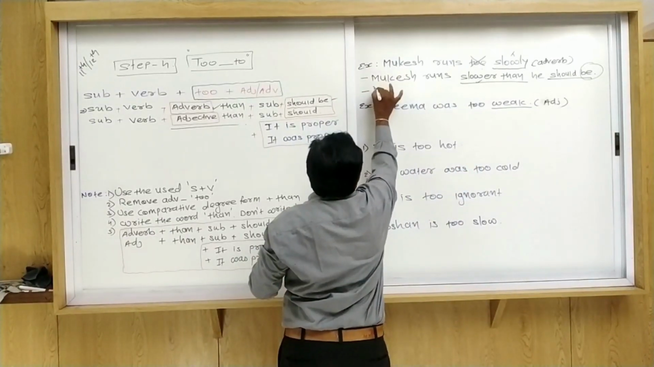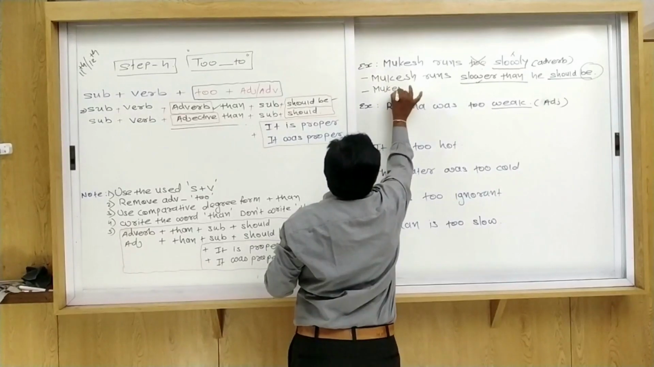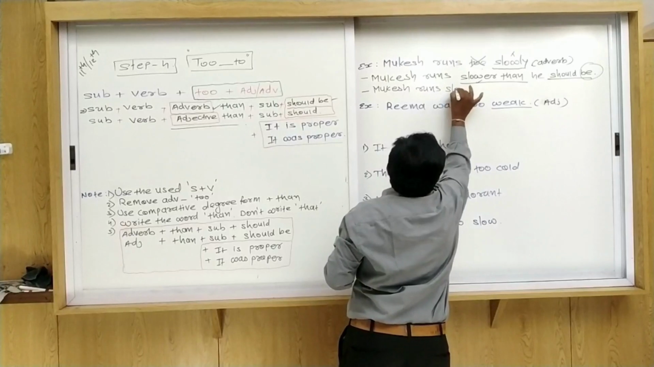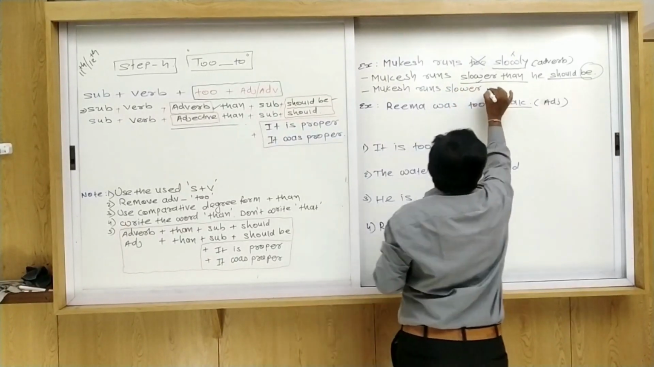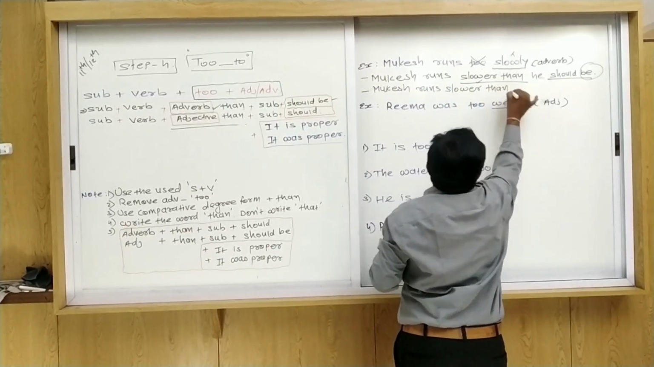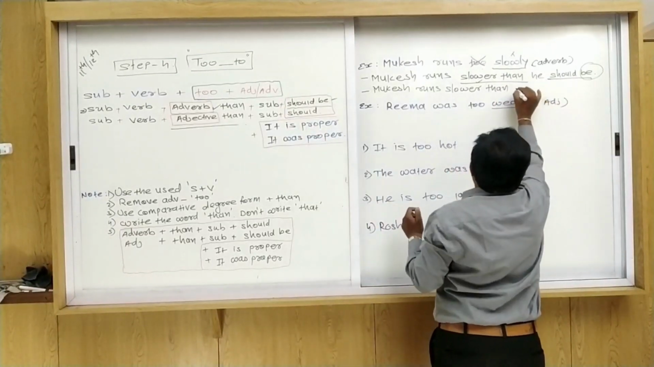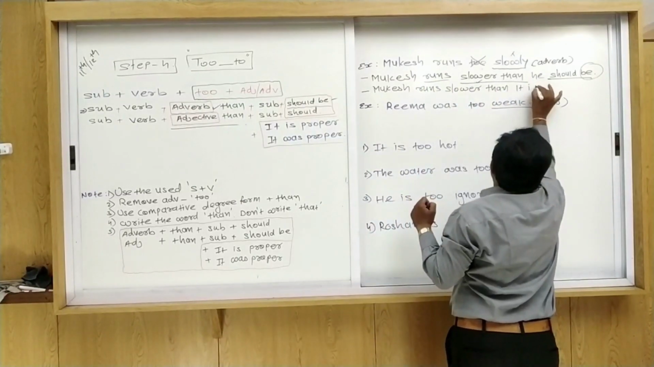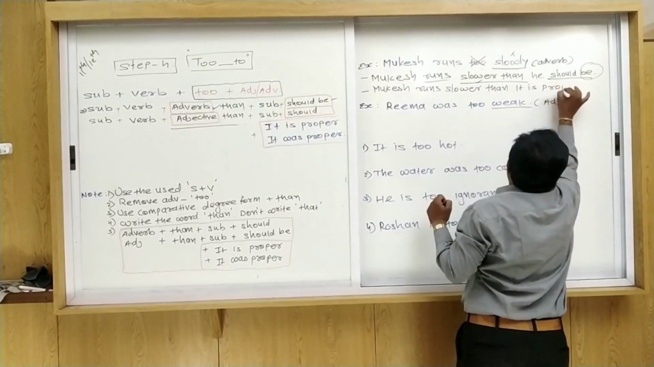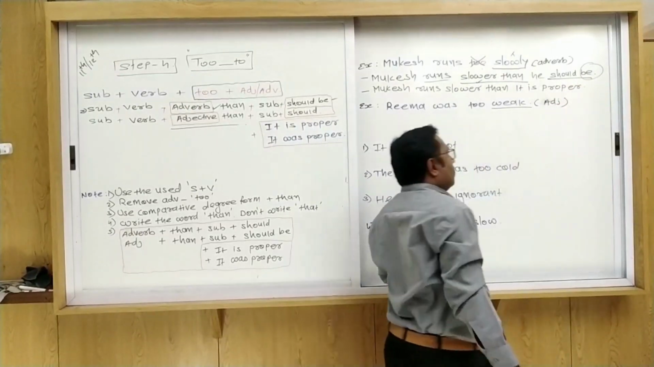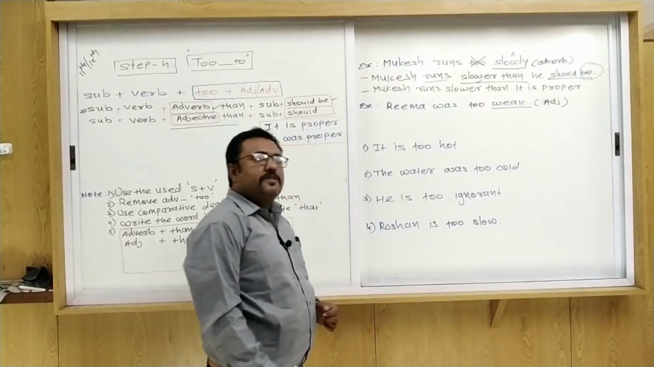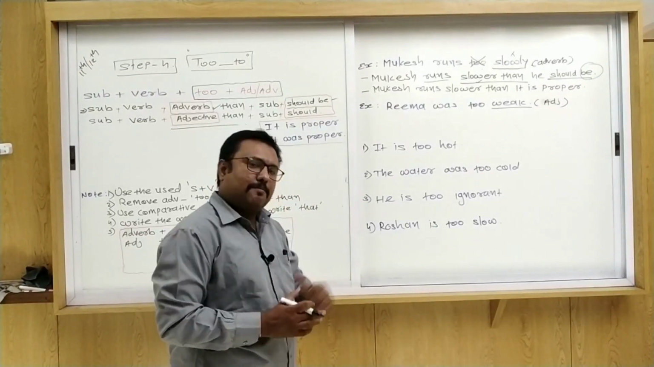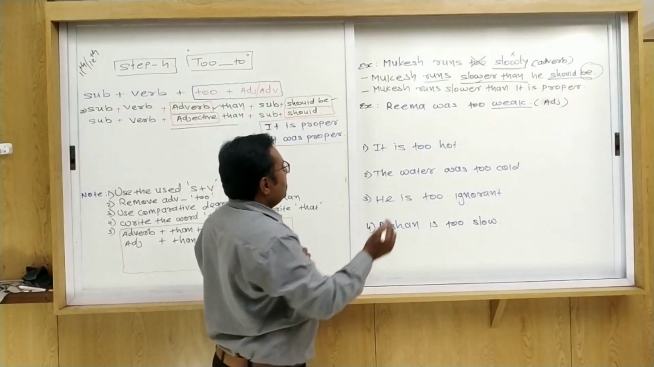The same thing. Mukesh runs slower than it is proper. Second thing, simple present tense is used here, so it is proper. We can write the answer in both ways. Whatever you like, you can write in the exam. Both the answers are right. Okay. Now second one.